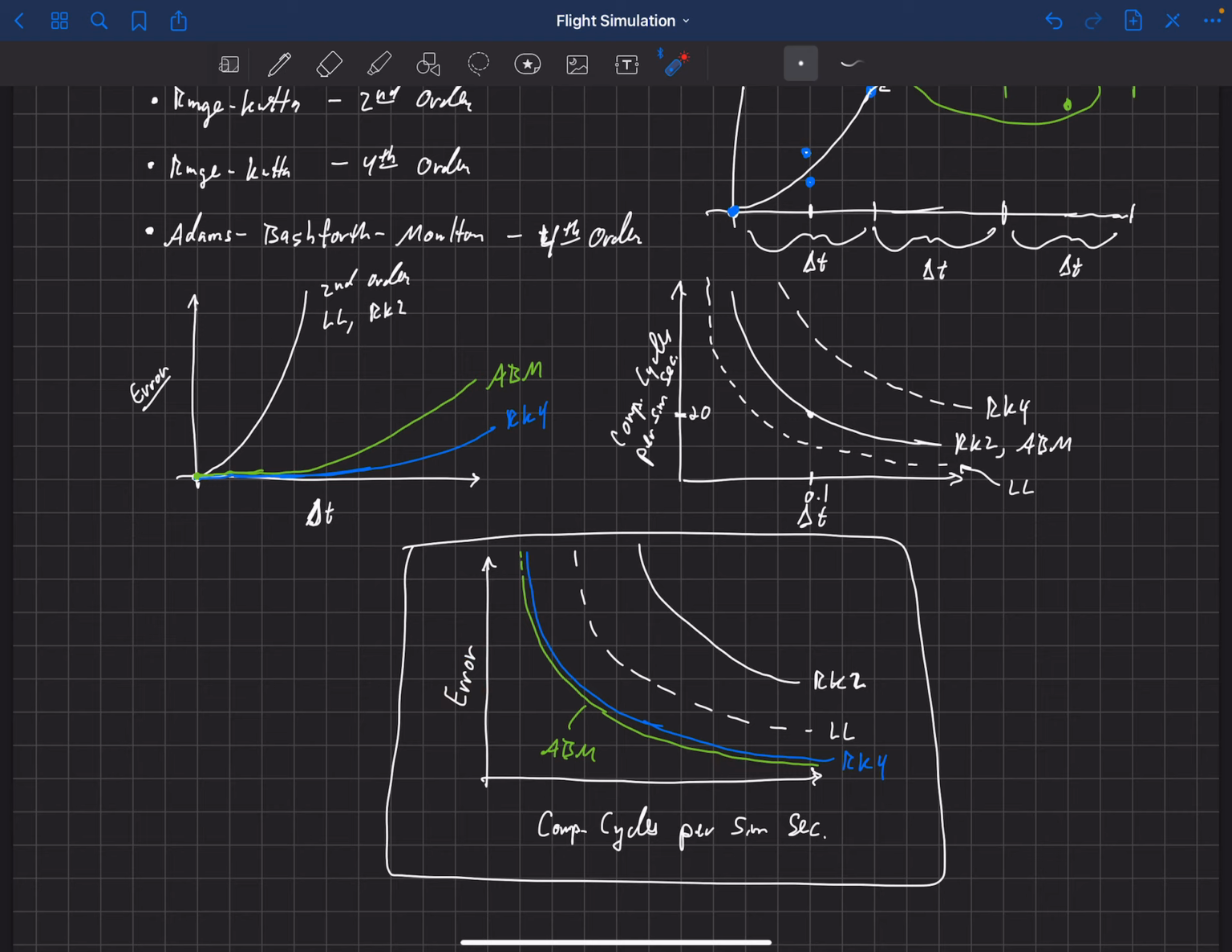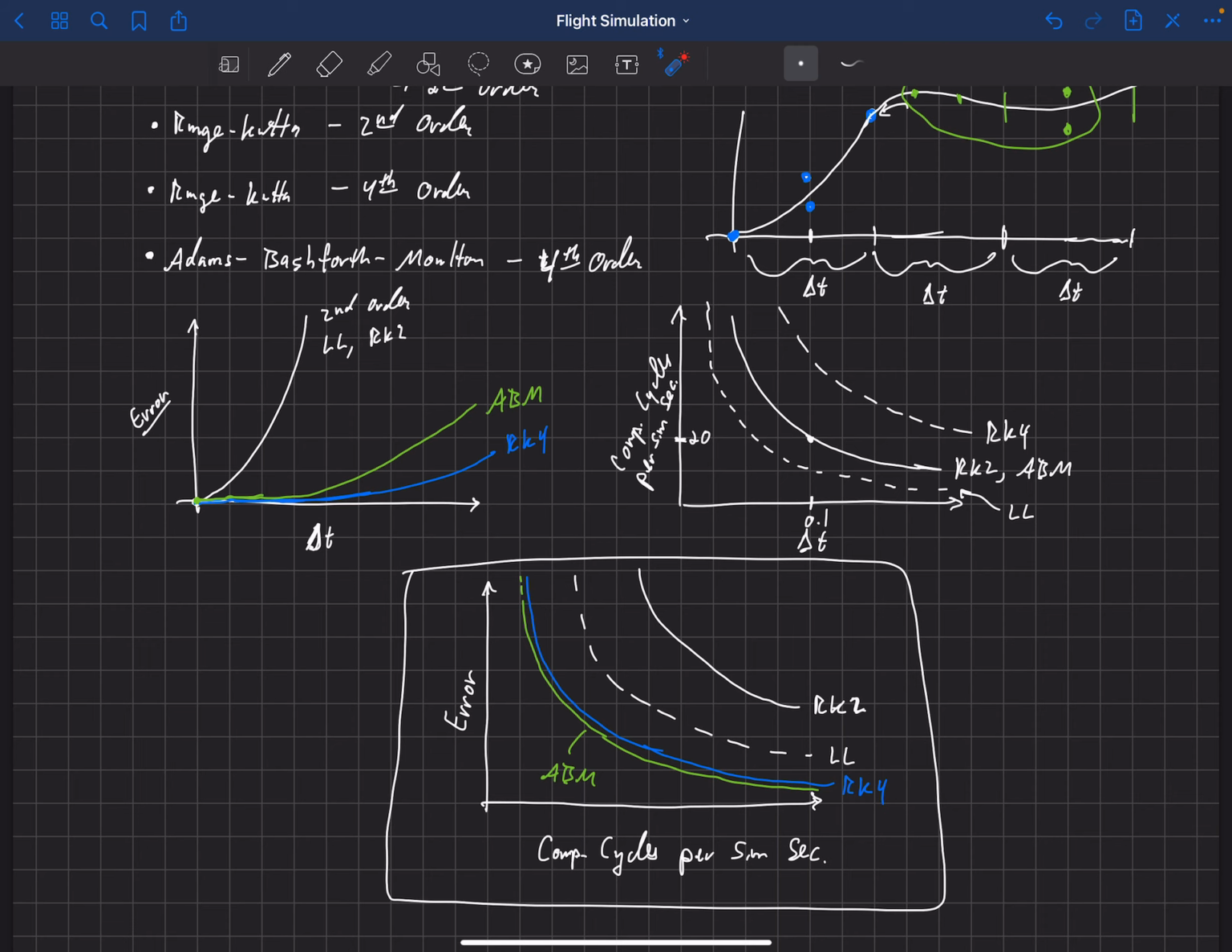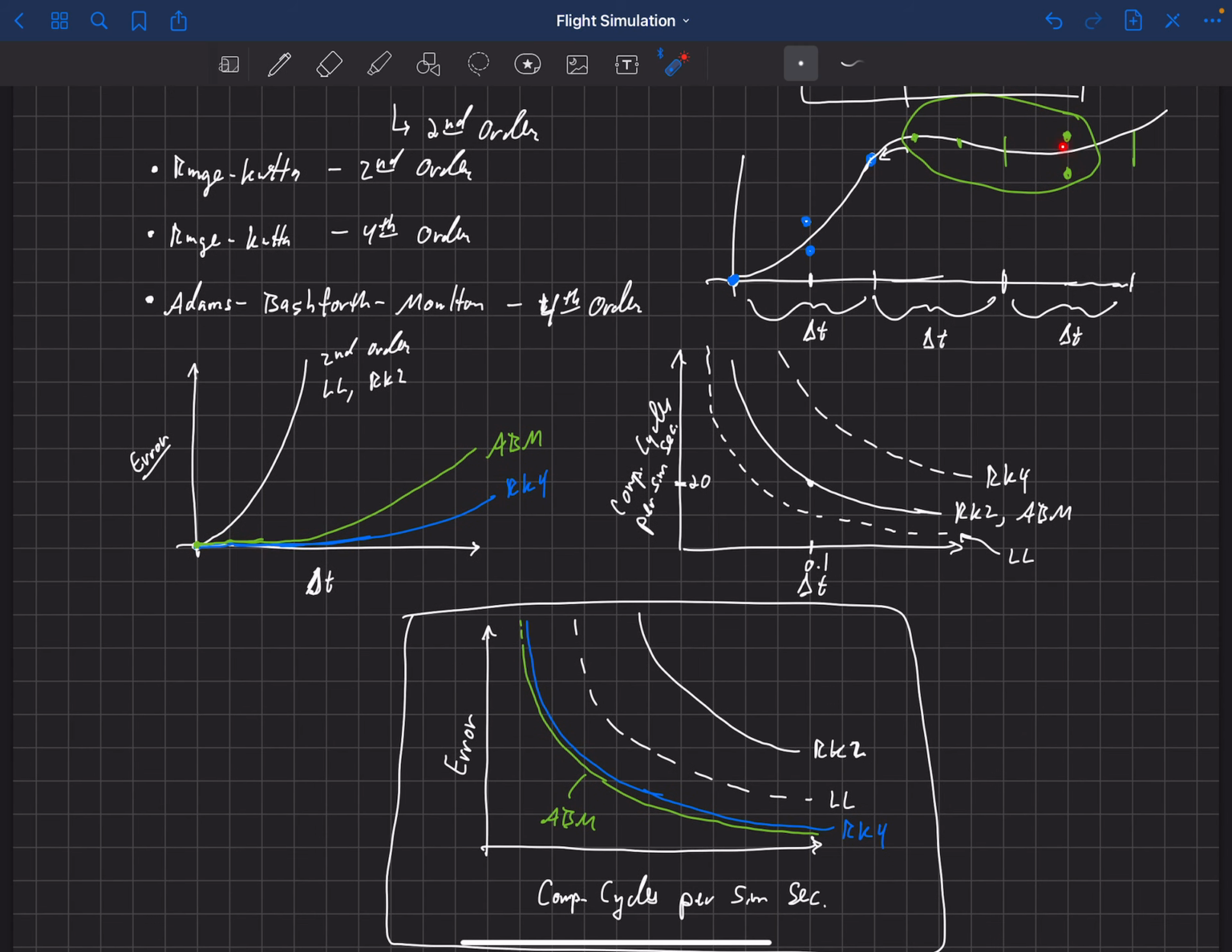Then ABM always beats RK4, right? And as we increase delta t, that would be moving to the left here, then our error would be going up for all of these methods. So what this shows is that the ABM method, this fourth order method, is probably the best method for minimizing your error, and it requires only 2 calls per time step.